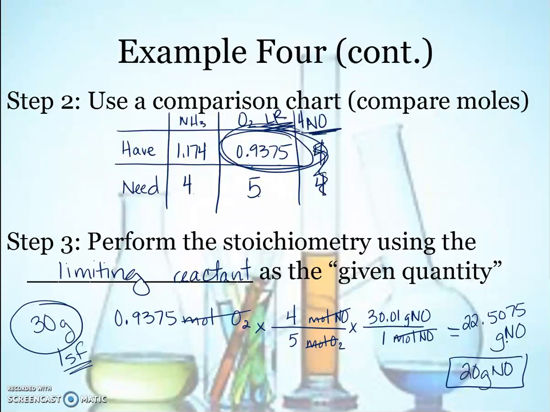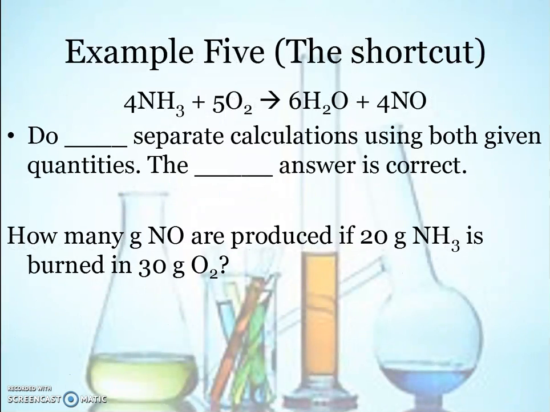Okay, and that's what you do. And then the NH3 would be what we say is in excess. There's too much of it. There's more than enough. Okay, now you can do it that way where you're comparing. And if you want to, great, go for it.